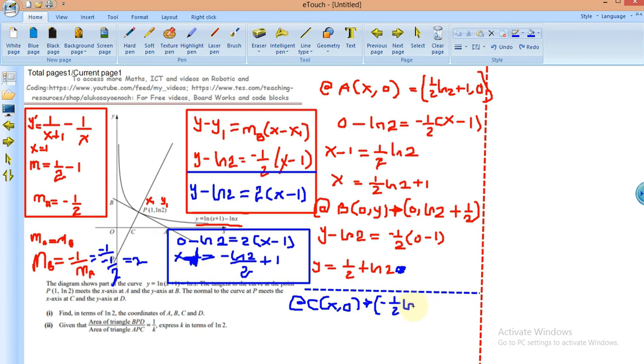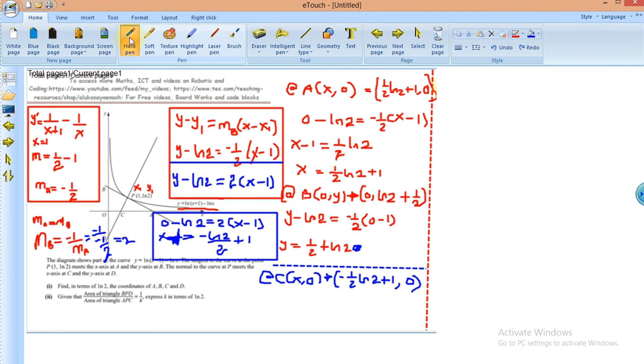Okay, finally, let me go ahead with my coordinate for D. I think I'm cool now. I should be able to complete everything on this space. So at D now, if you go back to the question, the question says the y-axis at D. Okay, guys, just a quick one.